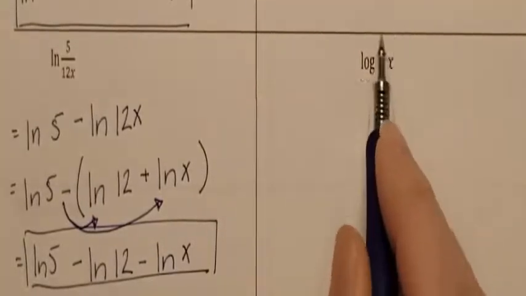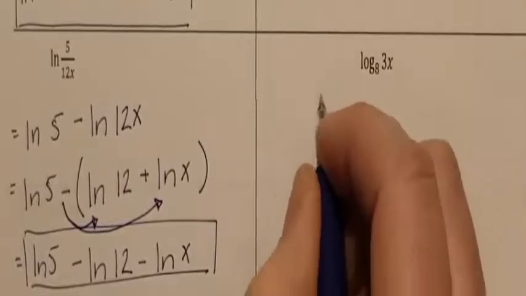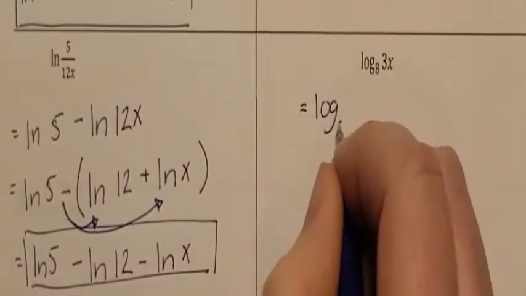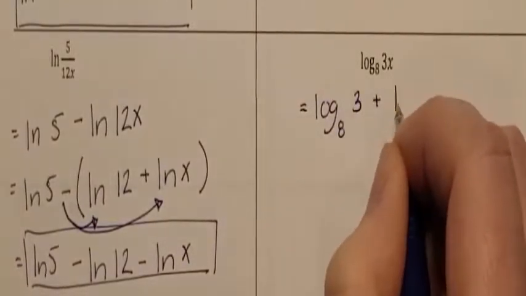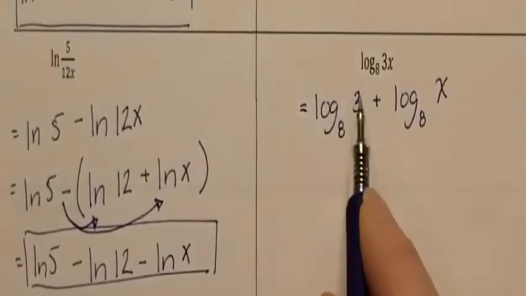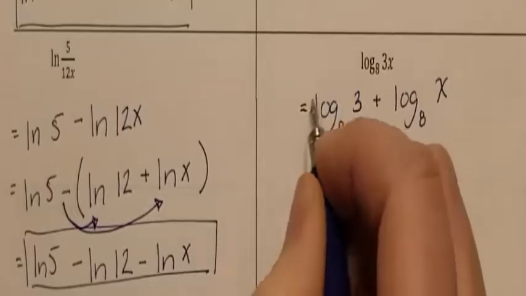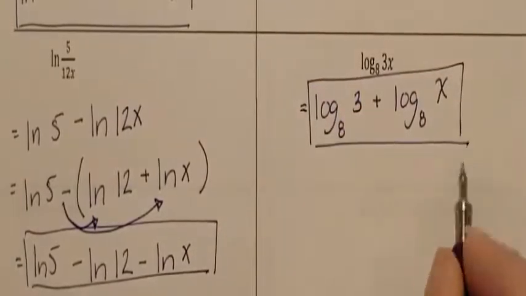Last problem. Log base 8 of 3x. 3x is being multiplied. So I'm going to expand it so they both have the same log base 8, but the logs are being added together instead. Is there anything else to expand? There is no multiplying. I see no power to a power, and I see no dividing. So I am fully expanded, and this is my final answer.